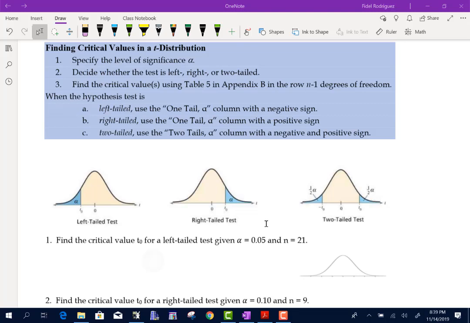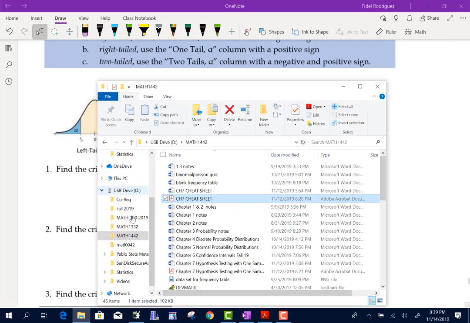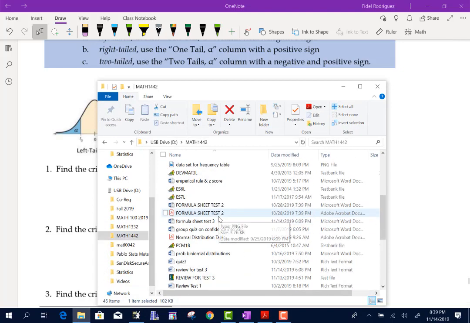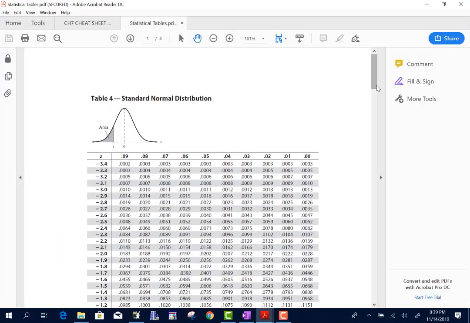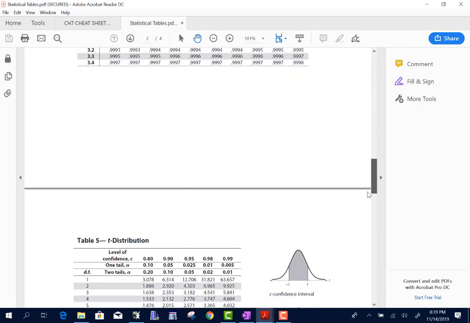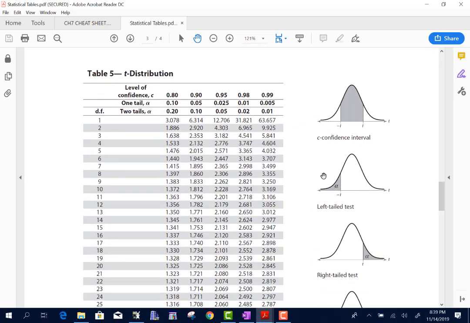Okay, so I'm going to show you how to do this two ways. Let me grab this real quick. Where's my tables? Here we go. Tables. Okay, not this one here, but I'm going to look for the T. Here we go. Okie dokie.